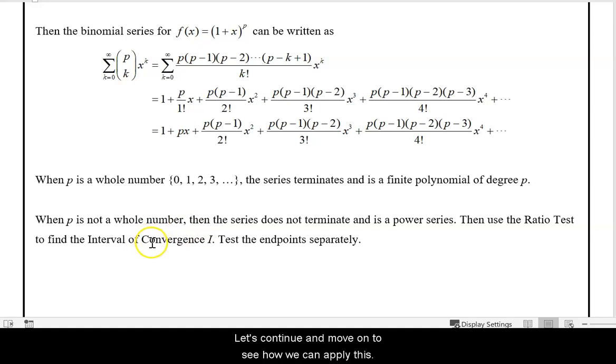Now, let's continue and move on to see how we can apply this. Realize that once you get the power series written, and a binomial series is a power series, then you will probably need to use the ratio test in order to find the interval of convergence. Just like you've been doing before with Taylor and Maclaurin series, you will have to test the endpoints separately.